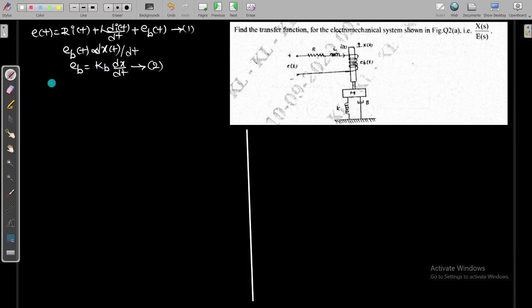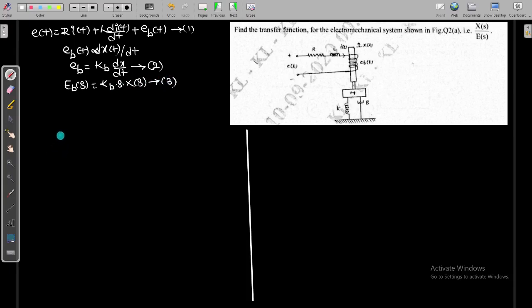So for the above equation, if you take the Laplace transform, what you are going to get is Eb(s) equals Kb into s into X(s), that is Kb s X(s). So take this as equation number 3.